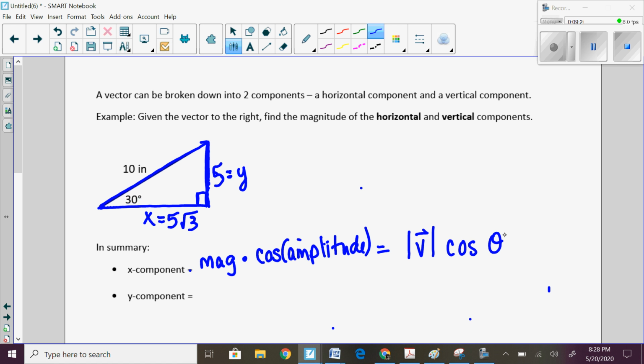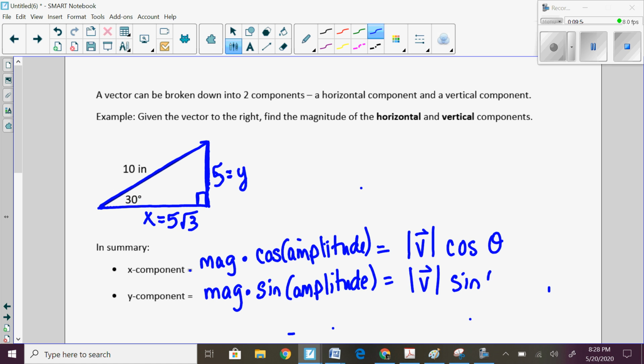Okay. For the y component, or the height, and again, this is going to be really important when we don't have a special right triangle. What we'll do is we'll take the magnitude of the vector times, guess what, the sine of the amplitude. So the sine of our angle. Okay, and so that's going to look like this. The magnitude of the vector times the sine of the angle.